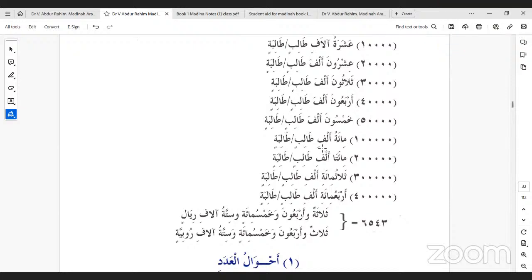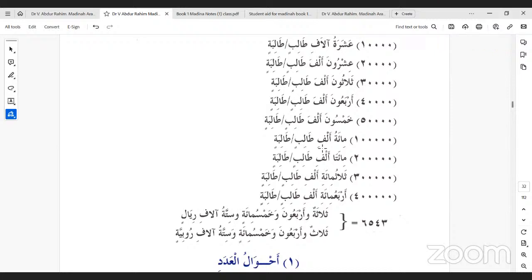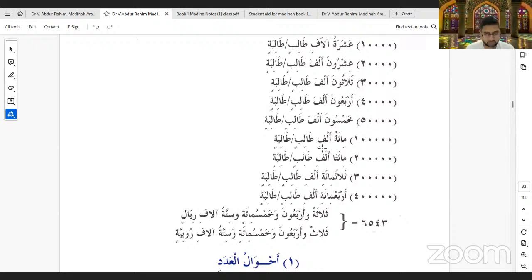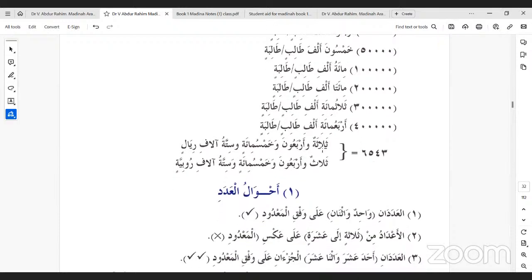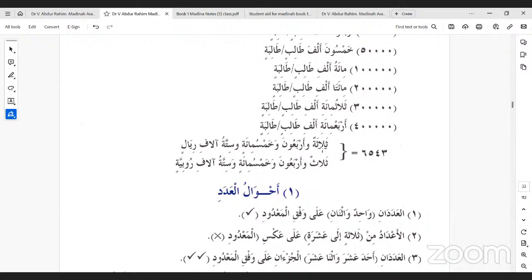Okay. So then 200,000 is mi'ata alfi talibin, and 300,000 is Salathu mi'ati alfi talibin. Excellent. And then 400,000 is arba'u mi'ati alfi talibin. Excellent. Do I still continue? Yeah, this was the last two. That's it. We're done. So is this 3, 4, 5, 6 equals?